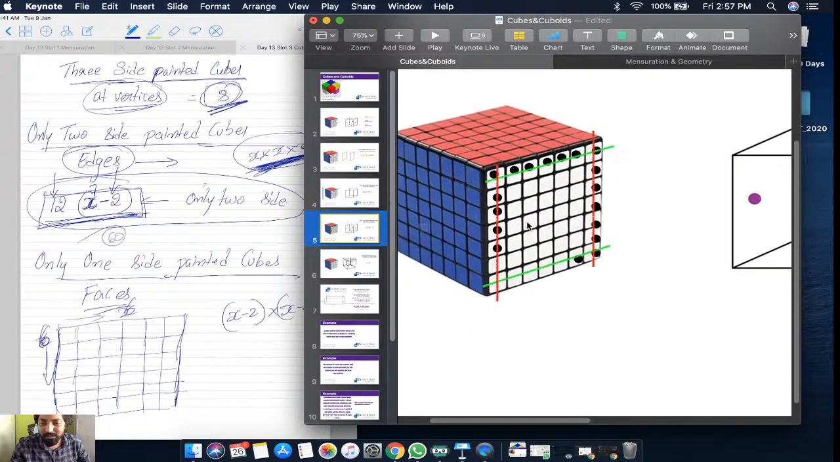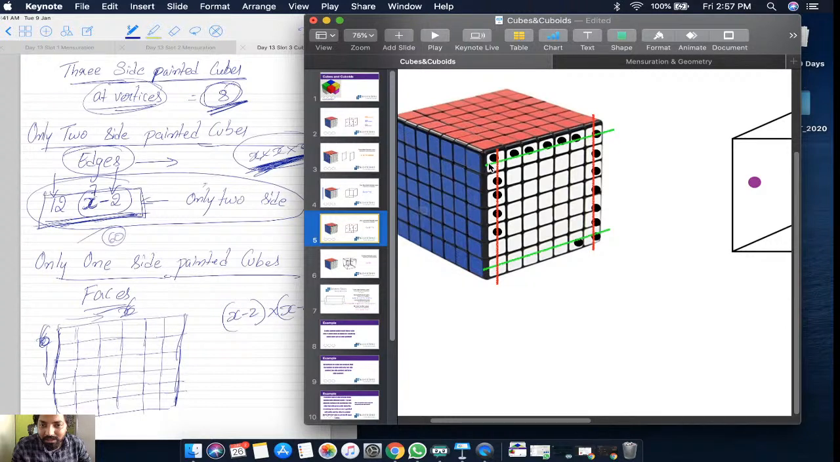Now, look at this. I cannot consider every cube that's on this green line. I should not consider this. Why should I not consider this? The reason is all of them are either two-side painted or three-side painted. And I cannot consider everything that's in the bottom, because those are also either two-side painted or three-side painted.